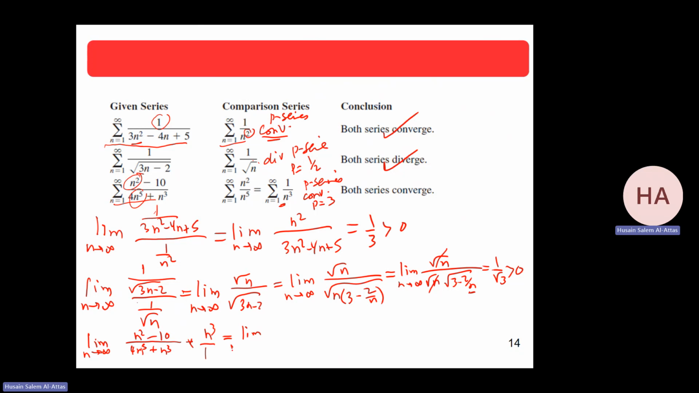So I have the limit as n goes to infinity of n to the power 5 minus 10 n cubed over 4 n to the power 5 plus n cubed. Now I have the same degree, so I have 1 over 4, which is positive. So both series converge, and this is a convergent series. I wish it's clear.